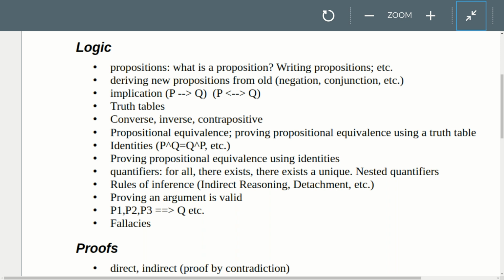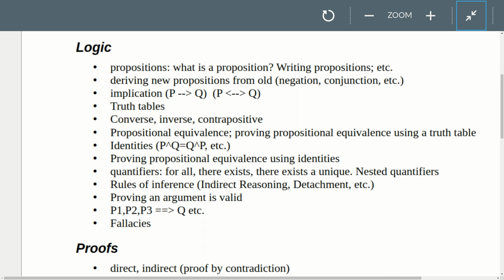Truth tables, converse, inverse, and contrapositive of an implication. So if P then Q is an implication, the converse is if Q then P, the inverse is if not P then not Q, right? So all of those. Contrapositive is logically equivalent to the original, the others are not.